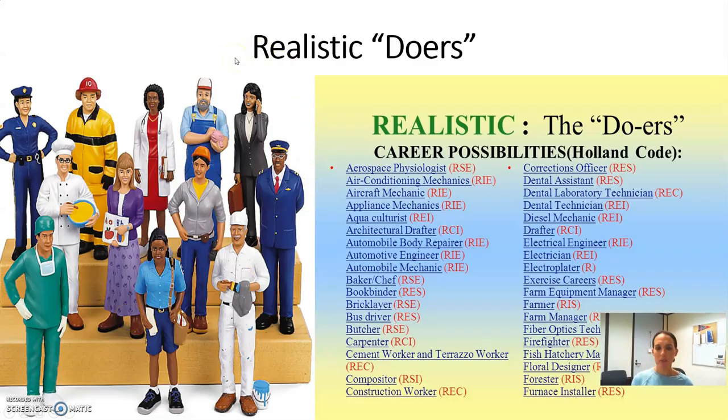The first environment is the realistic type of work environment. These people are known as the doers. I pulled some various occupations that could be found within this type of work environment. Again, you'll see the Holland code. R stands for realistic, and you'll find some of the other types of work environments create a code as well. You'll see things like a mechanic, an aircraft mechanic, an automotive mechanic or body repairer, an electrician, forester, dental technician, electrical engineering.